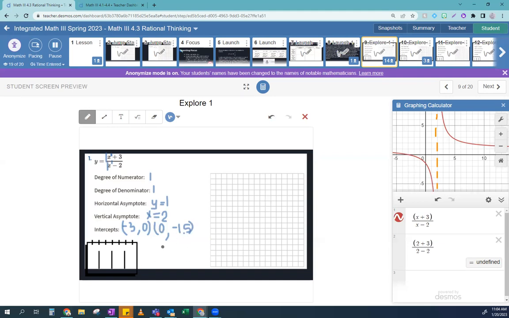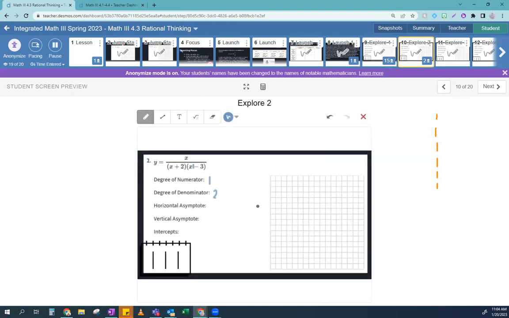So good? Okay. I want you to go to this one now, and I want you to find just the vertical asymptote. Okay. And I'll give you a hint for this one.